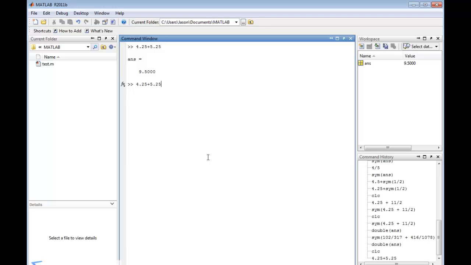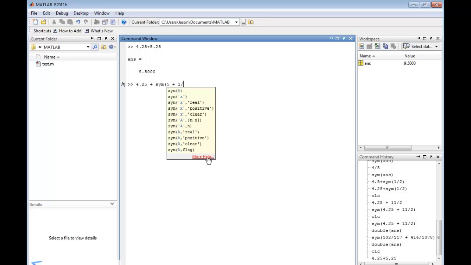So let's retrieve the last thing that we entered by hitting the up arrow on the keypad. Now let's do 4.25 plus sym, and let's change the 5.25 to 5 plus 1/4, like this. Let's look at this for a second. What do you think MATLAB's going to do? Well, first of all, it's going to look inside the sym operator and it's going to say 5 plus 1/4. So it's going to try to treat this as a fraction, and it's going to give me a fractional answer for this.